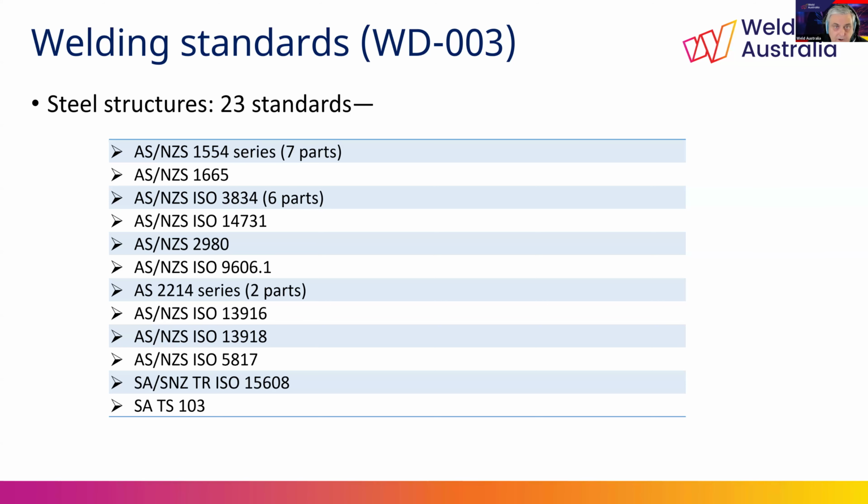Moving to WD3, these are the standards that WD3 is basically responsible for, and there's about 23 of them. You will note that many of these will have an ISO basis, although it is not always immediately obvious that the Australian standard has its origin in an ISO document. Where relevant, effective standards will usually indicate that they have taken cognizance of an ISO standard or standards in the preface.